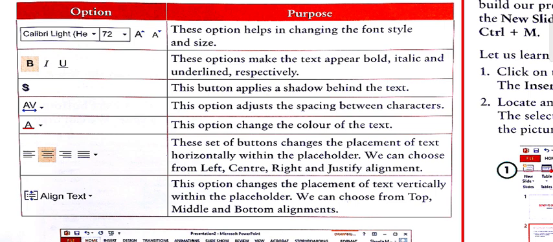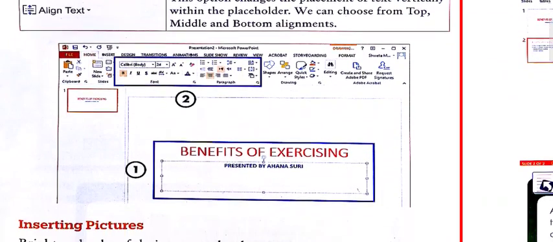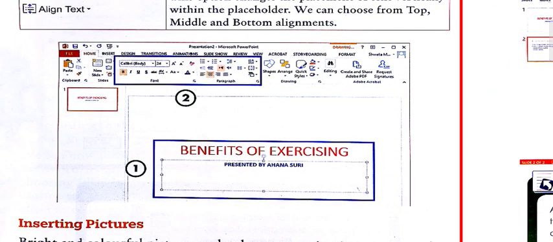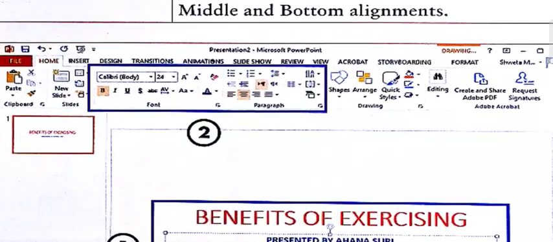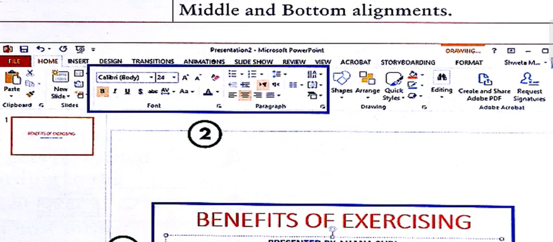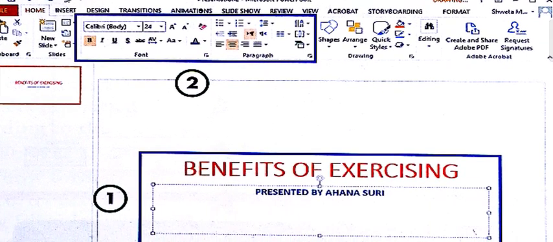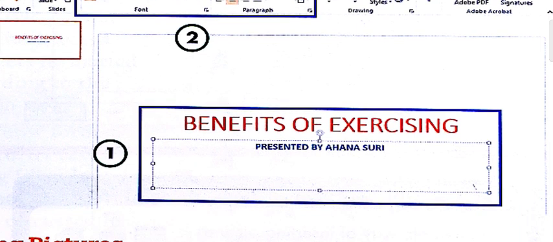Here you can see this is our text, Benefits of Exercising by Ahana Suri, and this is the rectangle box. Here you can see the Font group and Paragraph group. You can create your presentation as per your choice and requirement. You can edit your text by using these options. Basically, you need to use these options for formatting the text in a PowerPoint presentation.